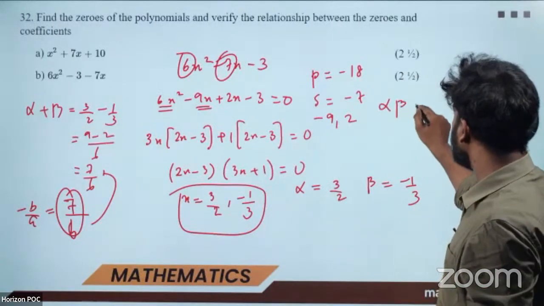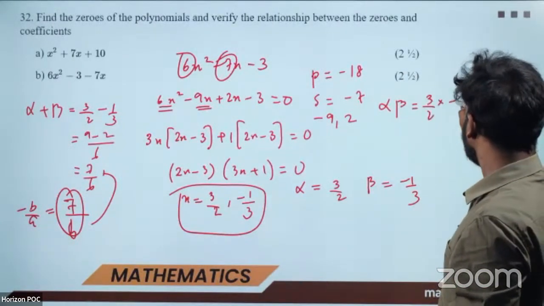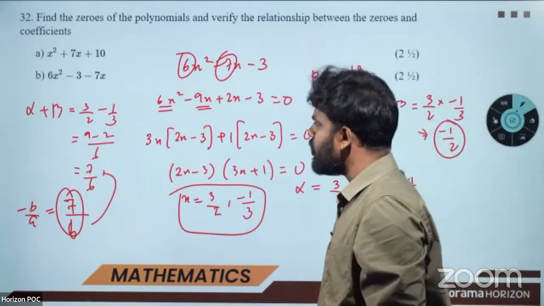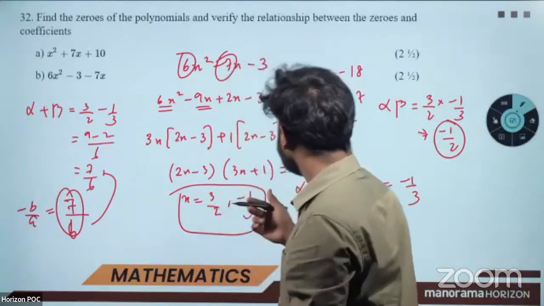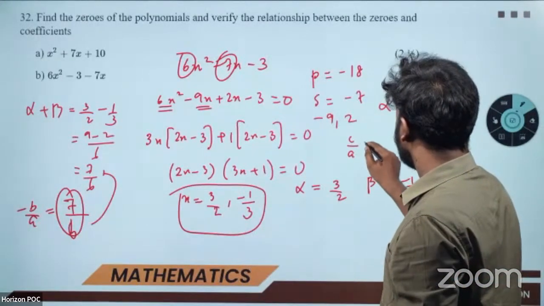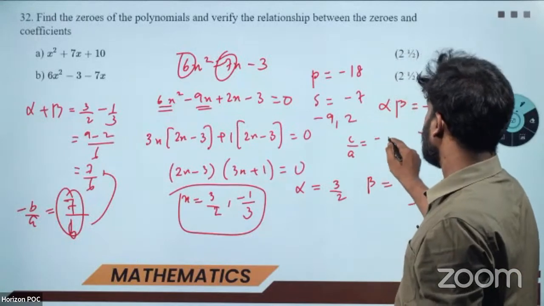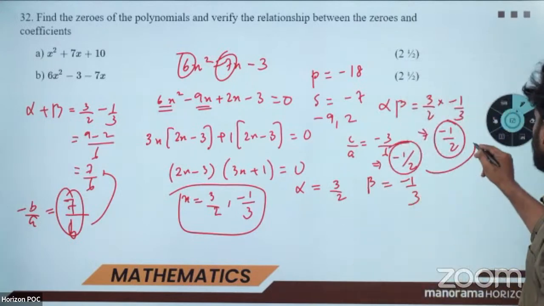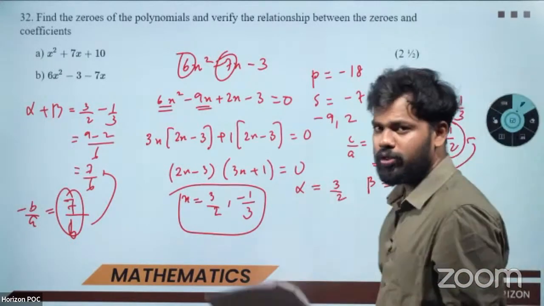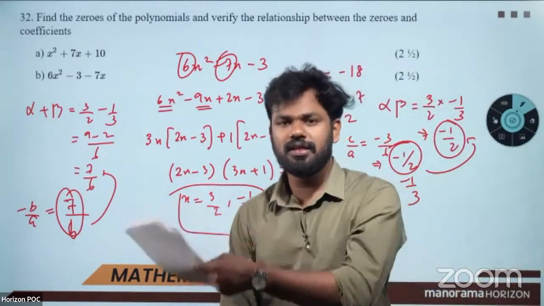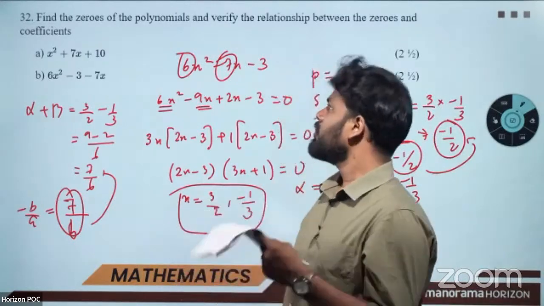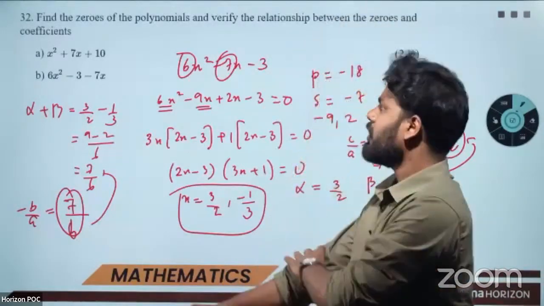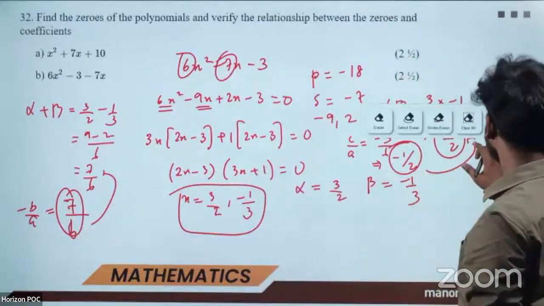Similarly, alpha beta, what is our product? 3 by 2 into minus 1 by 3, product will be minus 1 by 2. So this is a product. So when you have this minus 1 by 2 as the product, what do you have to do? You have to check with c by a. So when I check with c by a, I'm going to get minus 3 by 6, that is minus 1 by 2. So this is c by a. So you have c by a and alpha beta, which are both equal. So when they are both equal, you can say that this is also verified. Understood? So I found out the zeros of the polynomials. I verified the relationship also. Clear? Moving on to the next one.